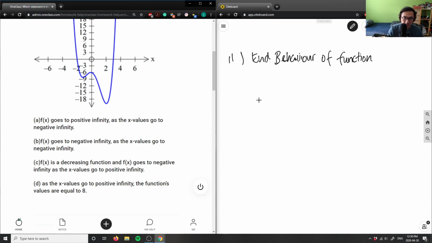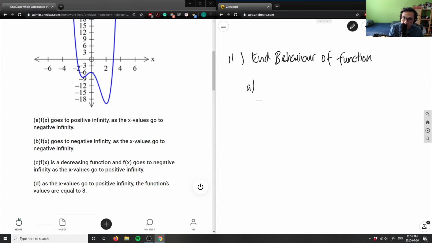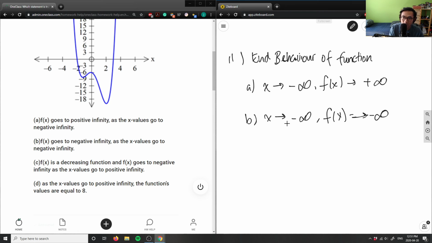So let's look at this. A here says that f of x goes to, so I'm going to write them in the reverse order. As x values go to negative infinity, f of x goes to positive infinity. B here is as x goes to negative infinity, f of x goes to negative infinity.